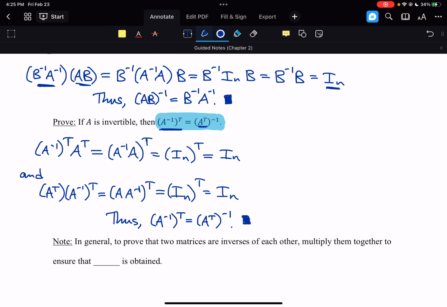And that general principle that I've been talking about, right, is noted down here at the bottom of the page. So in general, to prove the two matrices are inverses of each other, multiply them together to ensure that the identity matrix is obtained. And that brings us to the end of chapter 2.